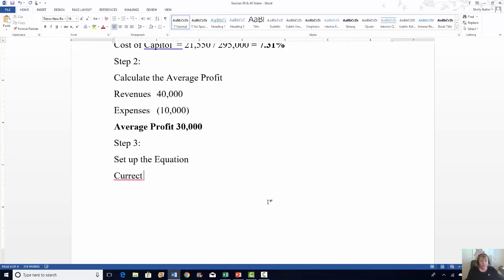So that's the current cost is equal to the average profit per year multiplied by the present value of the annuity factor and IRR, internal rate of return.